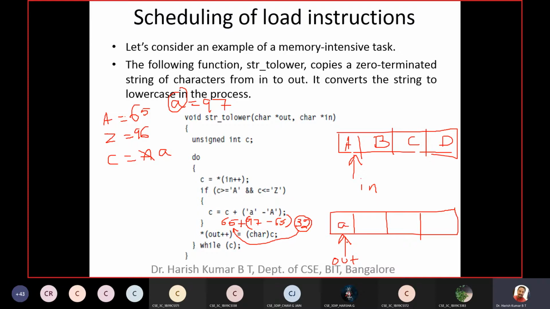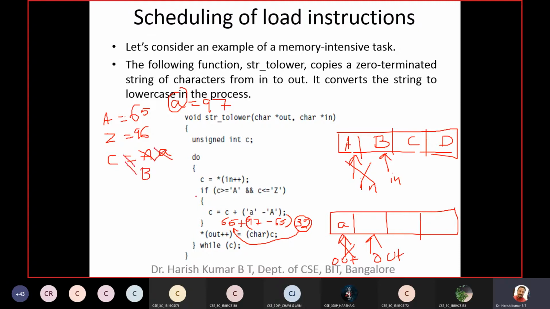Out is incremented, and it is pointing to this memory location, and in is also incremented, and it is pointing to this memory location. So this is a post increment, and this is also a post increment. Now go back again. What gets assigned to c is now B. c is equal to B.